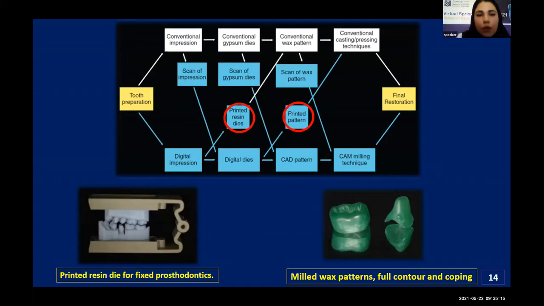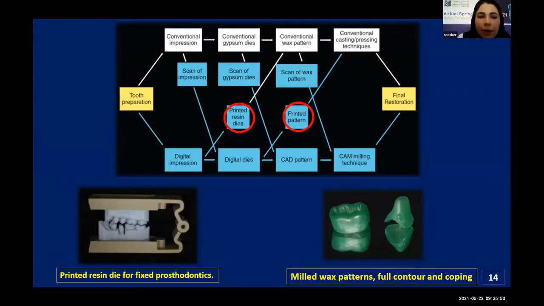For example, suppose that you prepare a tooth and make a digital impression. From this digital impression, printed resin dies will be fabricated, and then you can make a resin pattern or wax pattern on it, and then in a conventional way, you can use it for casting and pressing conventional technique, and finally, the restoration will be produced in a conventional way.